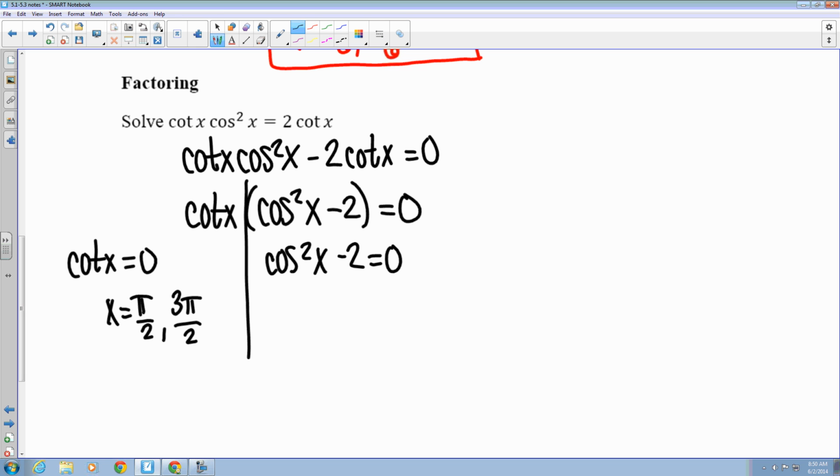But remembering that cotangent also has a period of n pi, I only need to list the first one as long as I say plus n pi. And I have to say plus n pi because it doesn't just say in the interval from 0 to 2 pi, so I know I have to include all of the periods of cotangent. Okay, so now we're going to solve the cosine.